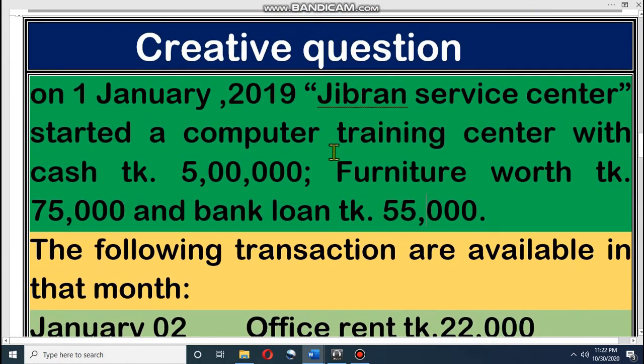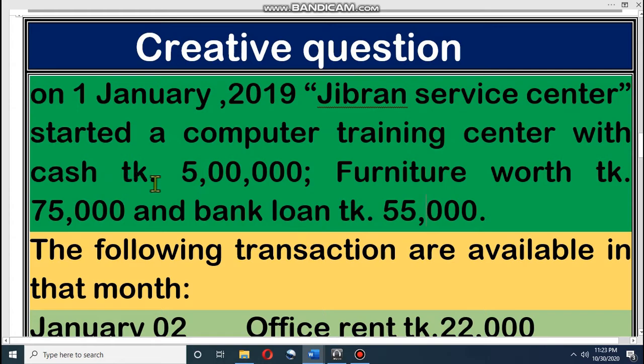Dear student, you know that asset and expense accounts are debit; income, liability and equity accounts will be credit. Look at the first transaction, January 1, cash account debit, it is an asset. Furniture account will be debited, and bank loan, it is a liability, is another transaction.